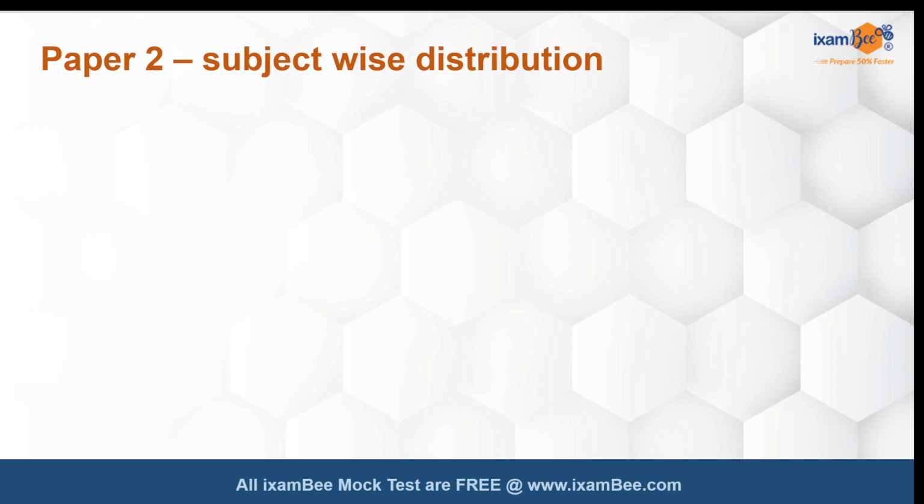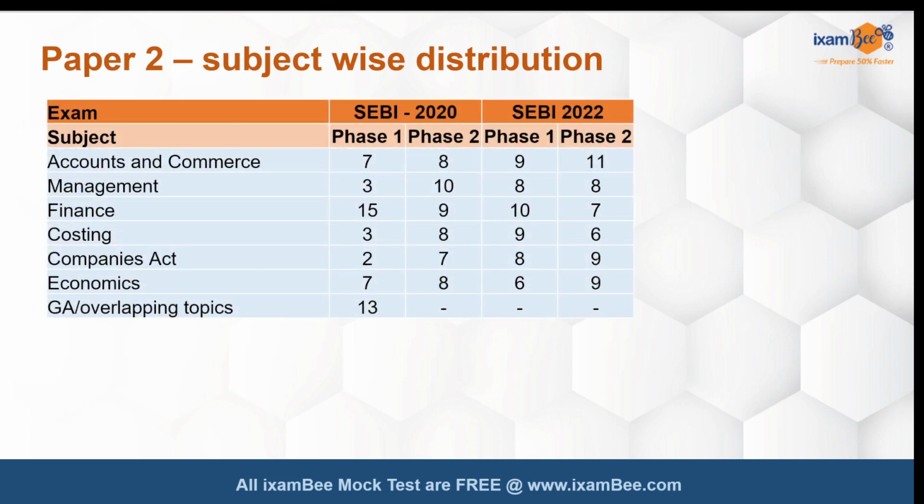Now let's look at the subject-wise distribution in a nutshell. If you see this over the past 4 exams that have happened for paper 2 in 2020 and 2022, on an average you can see 10 questions coming from accountancy, around 8 questions from management, around 9 to 10 questions from finance, costing having around 8 questions, Companies Act also has a good weightage of around 8 questions, economics around 7 to 8 questions. So as such, from each of the 6 subjects, you can say anywhere ranging from 6 to 10 questions from each of these subjects is covered.